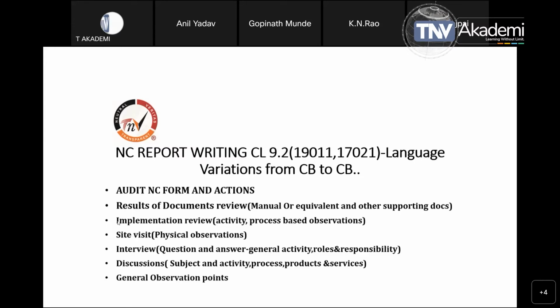We are also continuously into a situation of implementation when we are conducting the stage 1 audit or internal audit. So what do we do? We look at activity and various processes. Various NC observations will come into the hands of the auditors when they are doing a verification of the implementation of that.